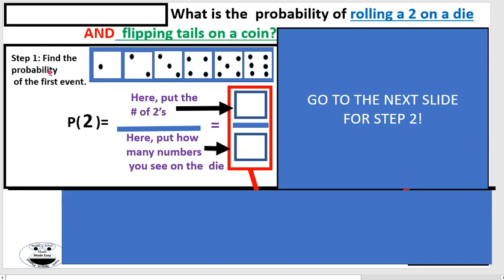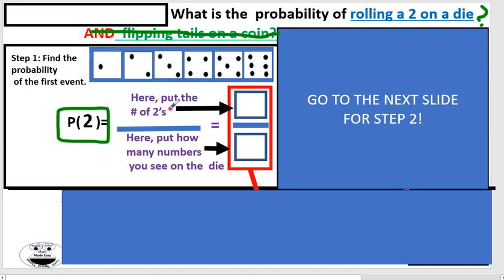The first step is to find the probability of the first event. We're going to do the same thing we did in the previous video on finding the probability of simple events. We leave it like two separate problems, and at the end we will do step 3 and multiply. So we're going to ignore the second part of the problem and just ask, what is the probability of rolling a 2 on a die? That is written like this, P of 2.